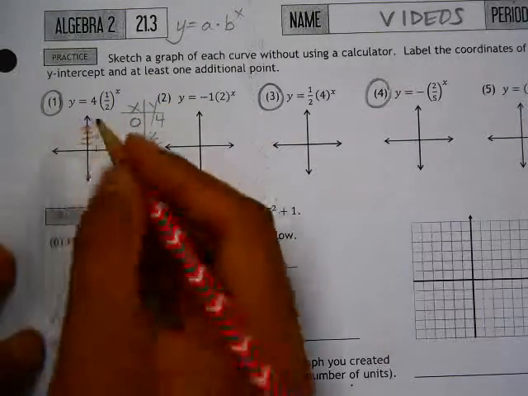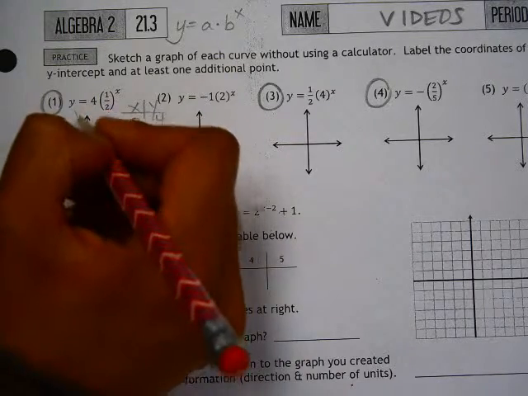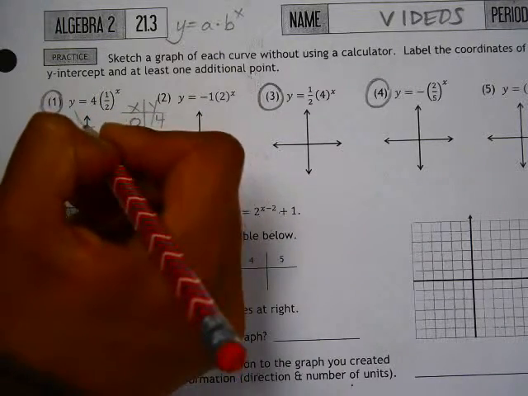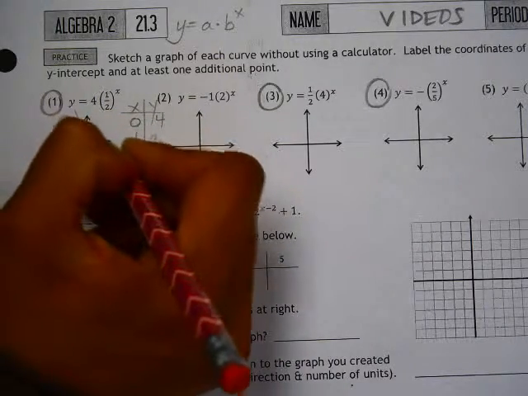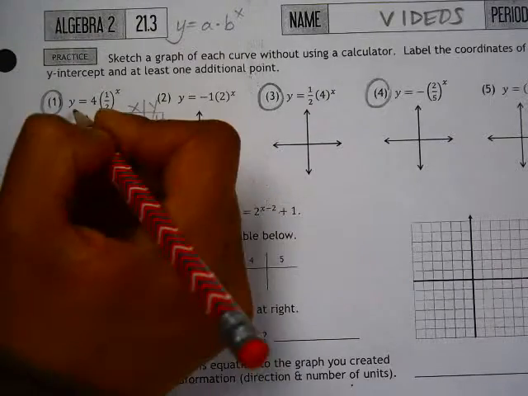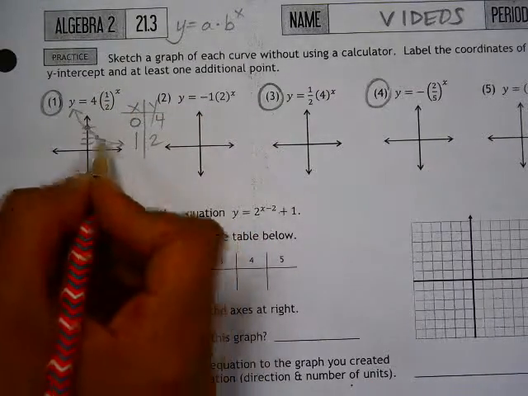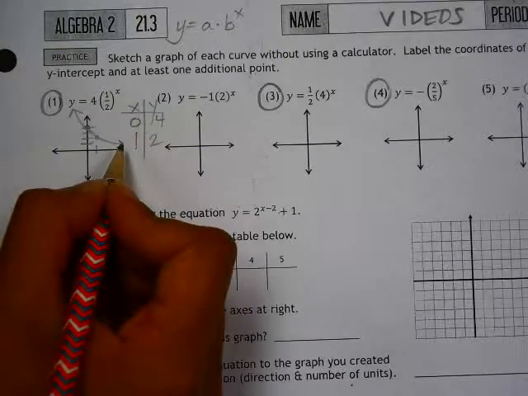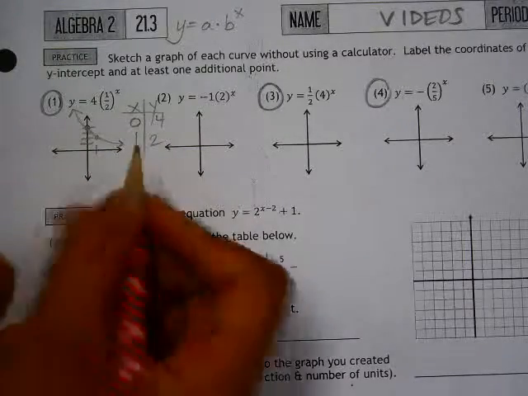And this is an exponential curve that is decreasing and approaching the x-axis. The x-axis is the asymptote of the graph. That means the graph approaches the x-axis but never actually intersects the x-axis.